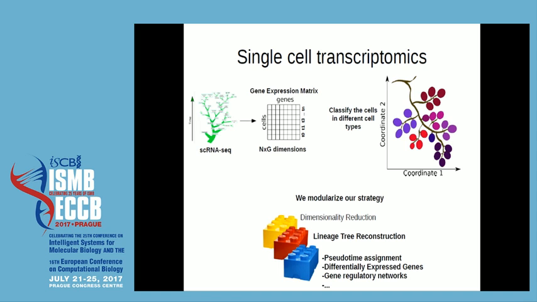This can be tackled in modules. The first one is that we need to transform the data and then reduce the number of dimensions. Then we can reconstruct the tree that represents the cells in this new space. Then we can do a lot of downstream analysis, like pseudotime assignment. We can try to see which are the differentially expressed genes in different cell types and try to reconstruct gene regulatory networks and so on.